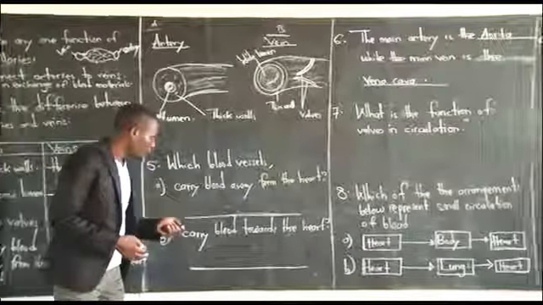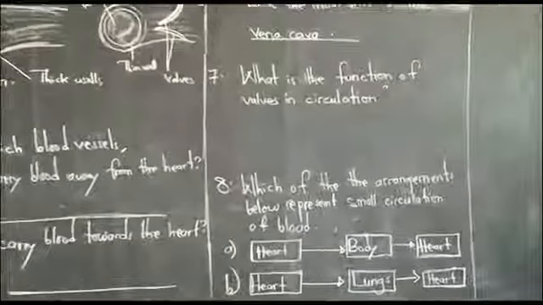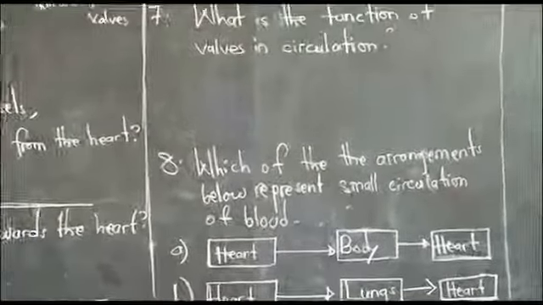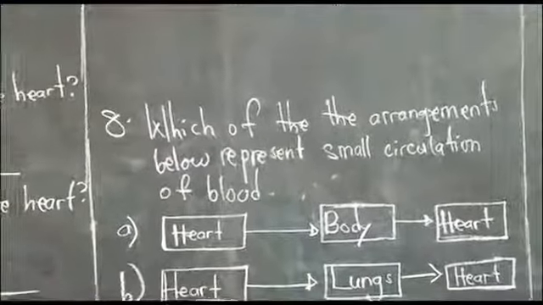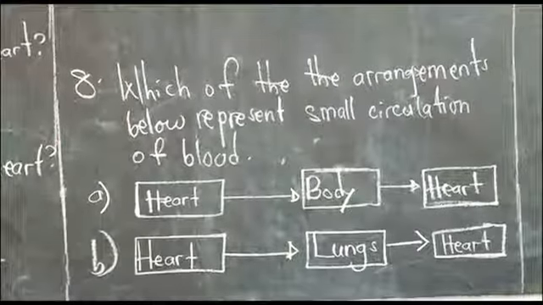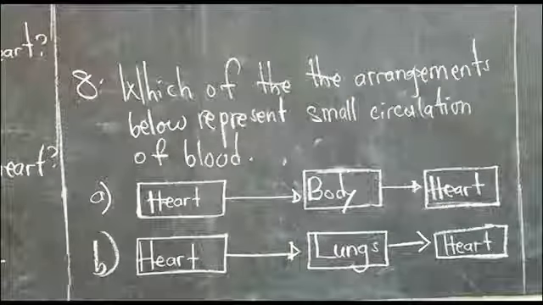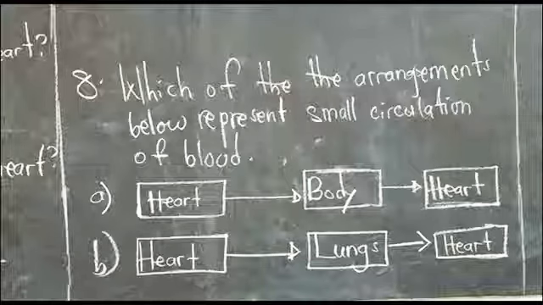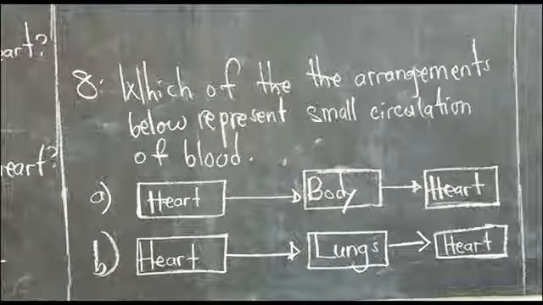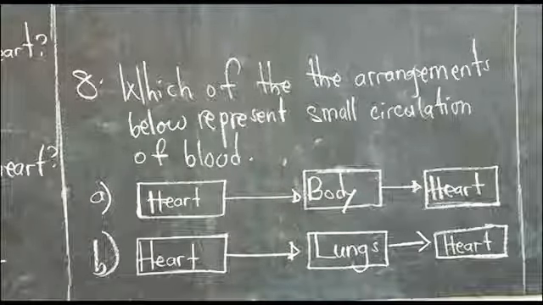And then we come to number 8. Number 8, we asked, which of the arrangements below represent small circulation of blood? Remember here, we learned about blood circulation. And they simply say that blood circulation is the movement of blood in the body, as simple as that. Blood moving from different parts to other parts. That's called blood circulation.